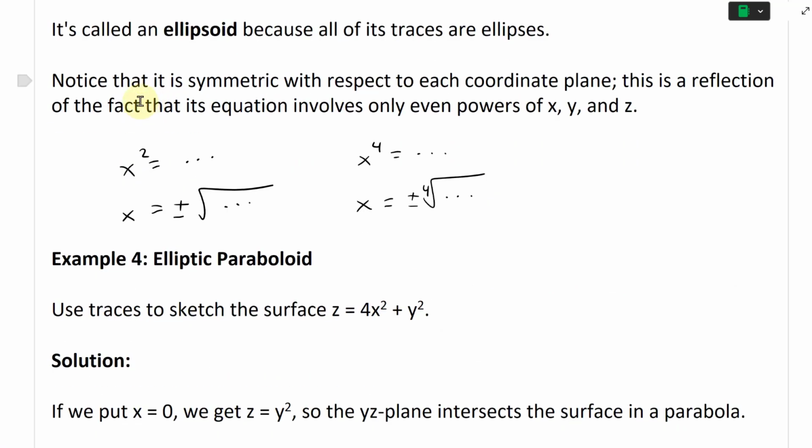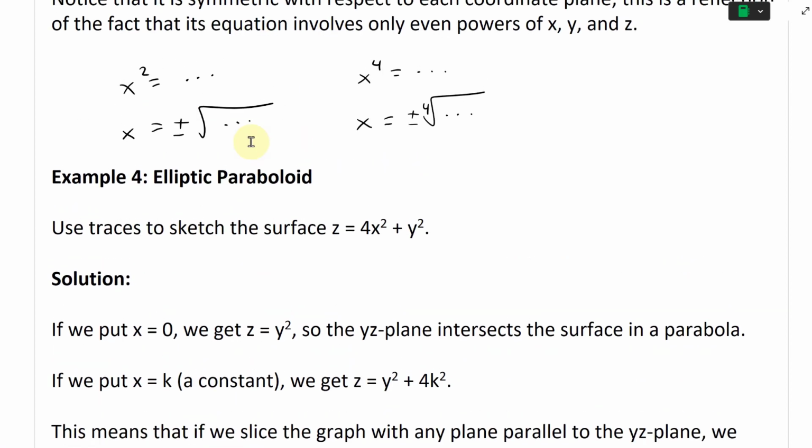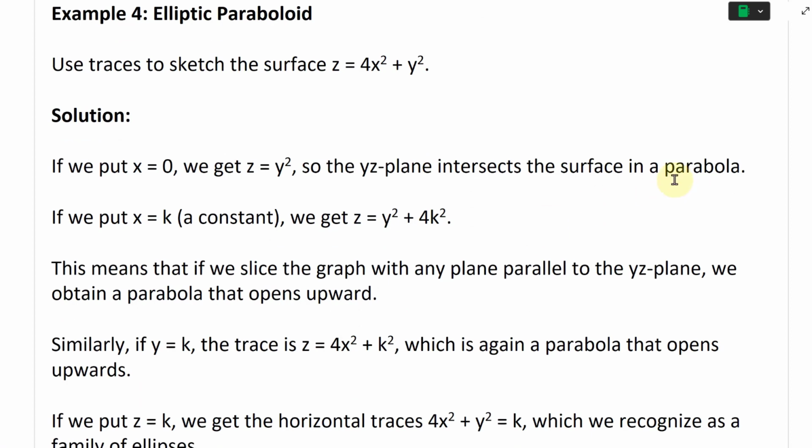All right, and now this brings us to another example. So example 4, elliptic paraboloid. All right, so in this one we're asked, use traces to sketch the surface z equals 4x squared plus y squared. So if we put x equals 0 right here, we're just going to get z equals y squared. So the yz plane intersects the surface in a plane. Yeah, so this is the yz plane. So there's a y, there's a z. Intersects surface in a parabola like that.